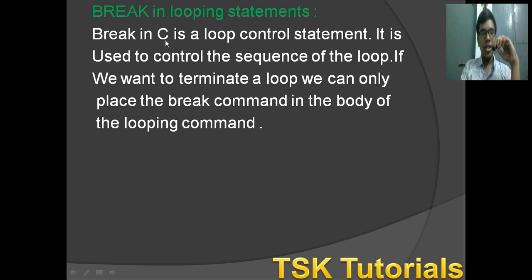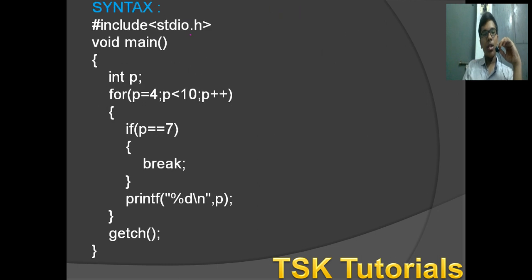Break is used when that condition is reached. We are telling that when that condition is reached, break the loop. It will process till there and it will execute. That's it. That's what breaking a loop indicates. Now let's see the syntax of the break loop.